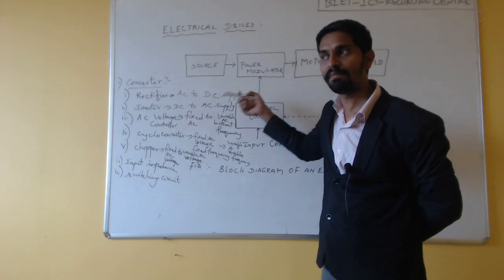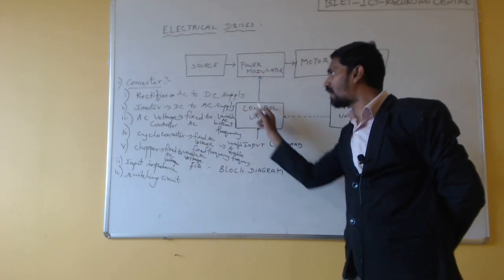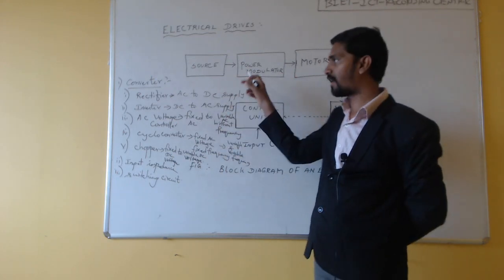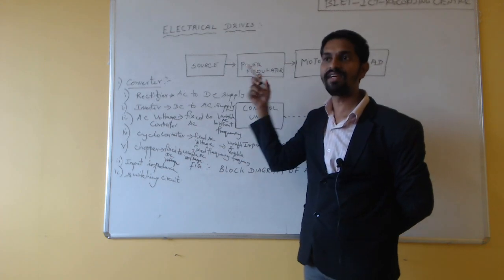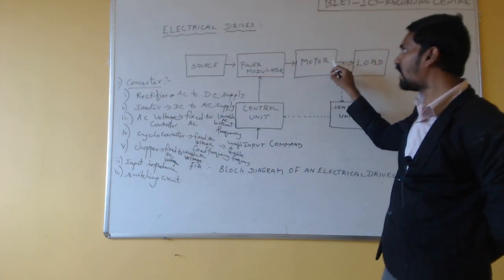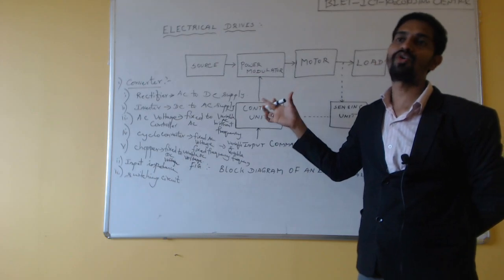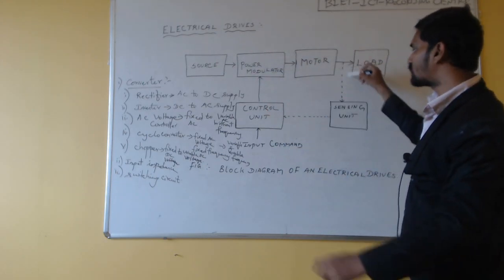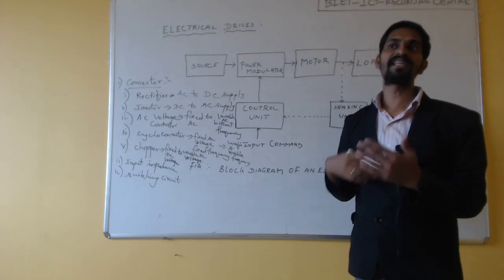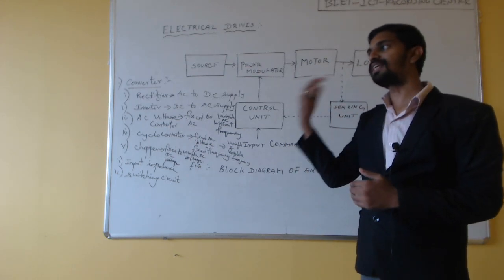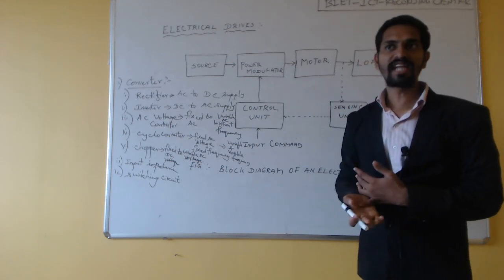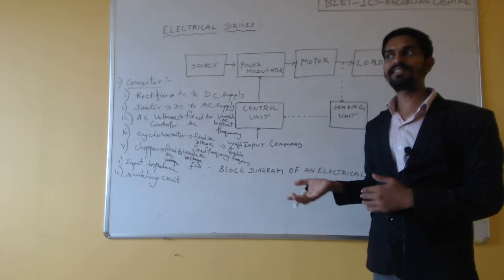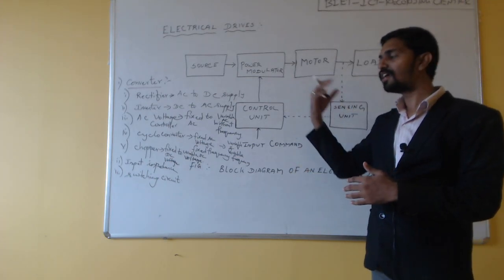The power modulator is nothing but the converter. Based on that reference, the control unit gives the appropriate firing pulses to the converters, and based on the converter firing angles, we get the appropriate motion control of the system. So this is a closed loop mechanism. The sensing unit can be speed sensors or current sensors. If you are using speed sensors, we can use tacho generators to sense the speed of the motor. If you are using current sensors, Hall effect sensors are used to sense the current.